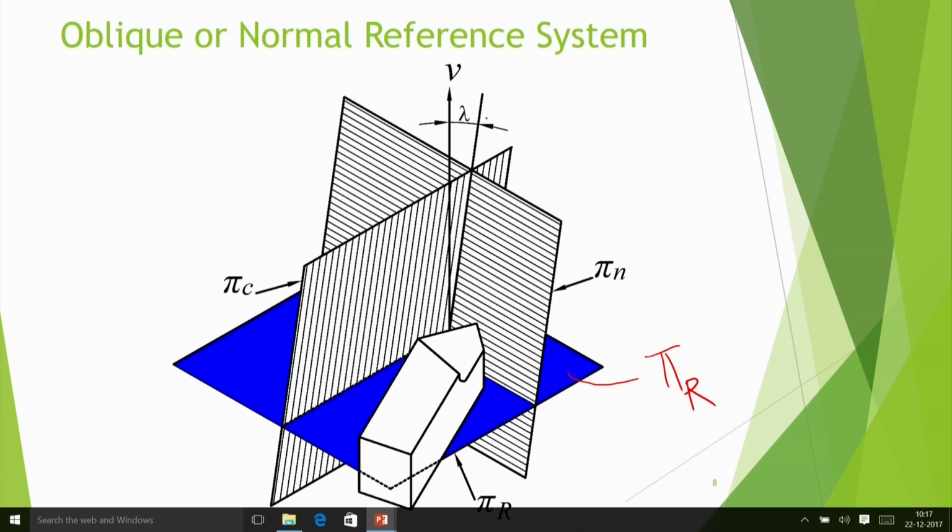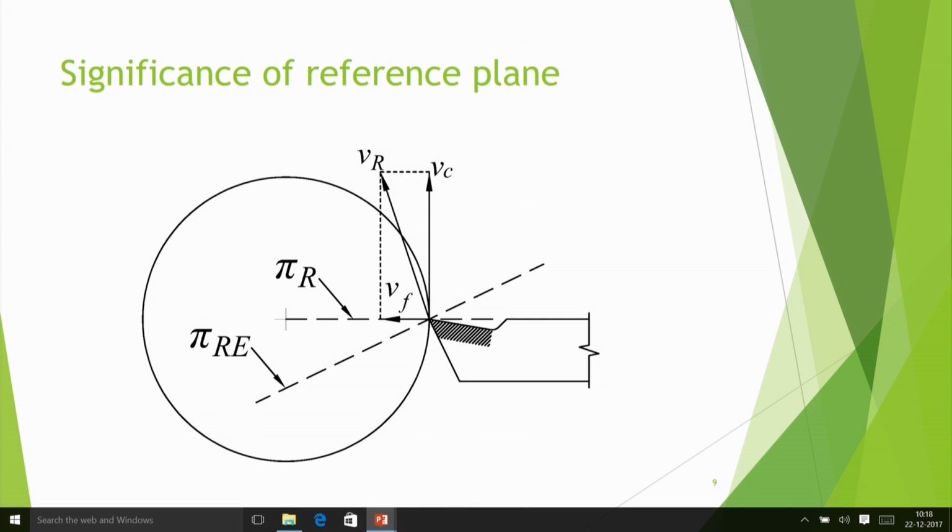Lambda is called the inclination angle. That means the cutting edge is inclined with the direction of the velocity. That means the cutting edge is not exactly perpendicular to the velocity vector. That is why you are getting the inclination angle. So this is lambda. This happens in the normal reference system. Now what is the significance of the reference plane, that I will be explaining.